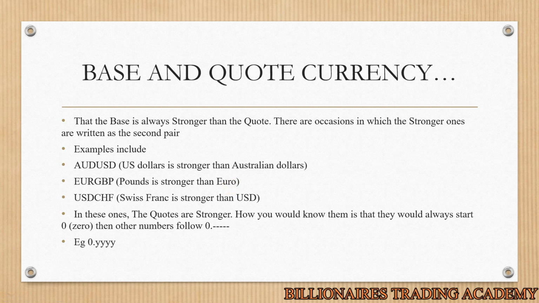Now there are instances where we have a weaker currency being written first. For example, AUD USD. We know that the US dollar is stronger than the Australian dollar. Euro GBP, we know that the pound is stronger than the euro. USD CHF, the Swiss franc is stronger than the USD. So these are a few exceptions to that rule.